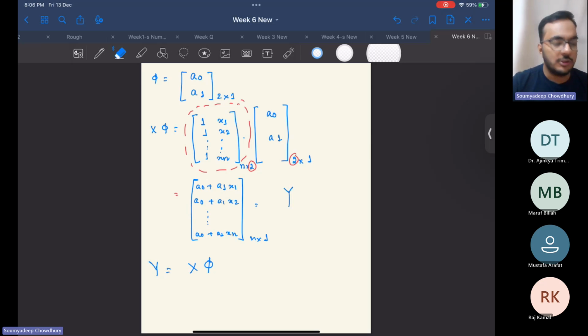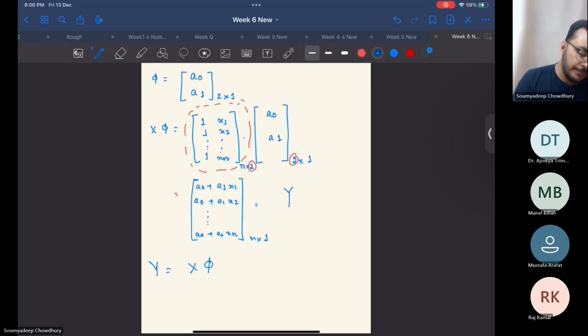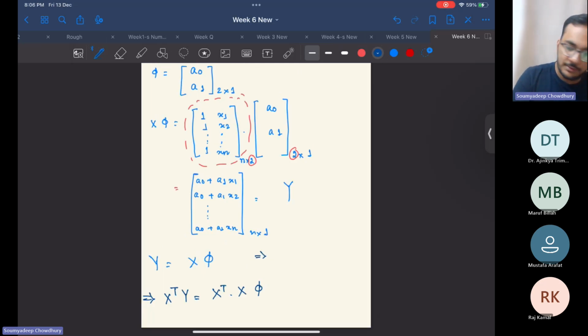So how do we make any non-square or rectangular matrix into a square matrix? We multiply it with the transpose of that matrix, right? So if you multiply both sides of this equation with X transpose, we get X transpose X phi. Now, if you find phi from this, it will be X transpose X whole inverse multiplied by X transpose Y. So now this we can evaluate.